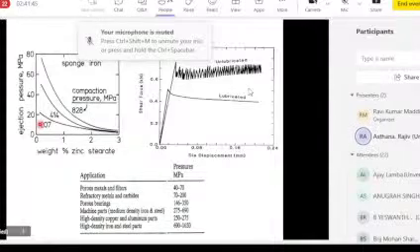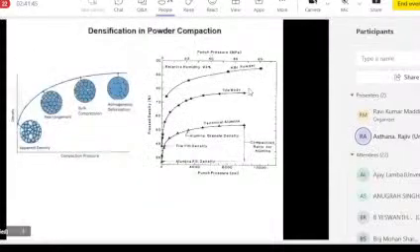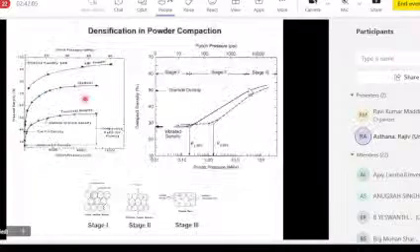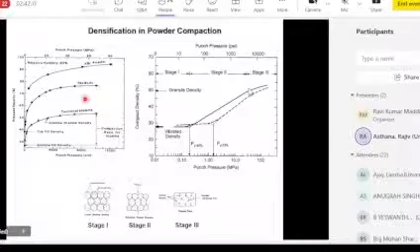So this is a graph of pressed density, or density of the pressed part, as a function of pressure for three materials. If you replot these data in a certain way, you're able to distinguish three different regions of compaction: a low pressure region, a slightly higher pressure region where you have a linear increase, and then a plateau region, stage 3. So you can see what is happening in these stages.